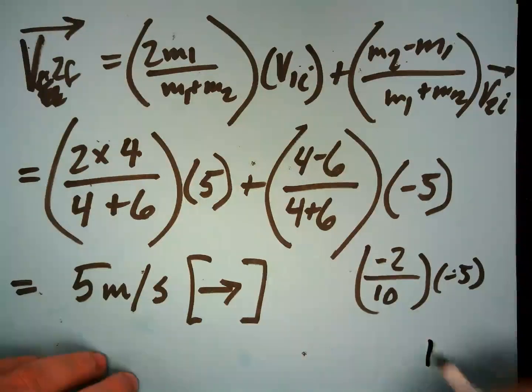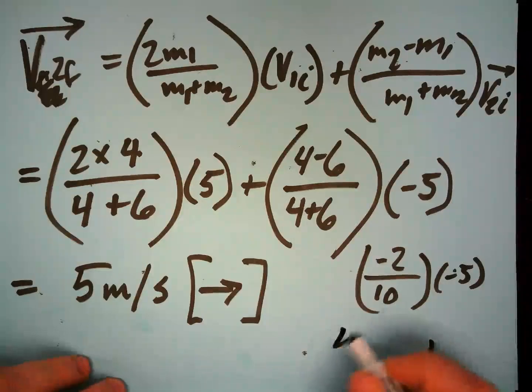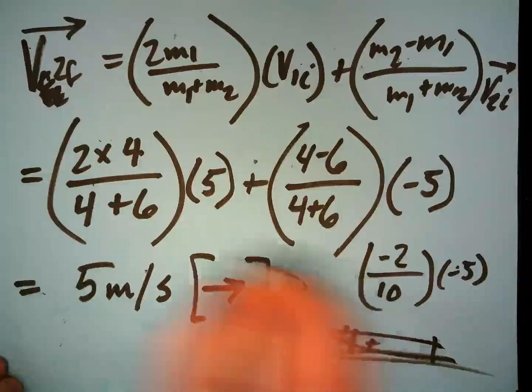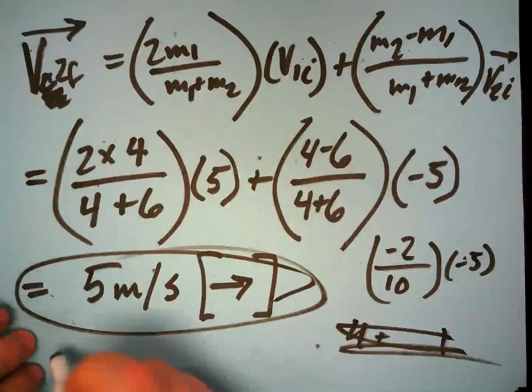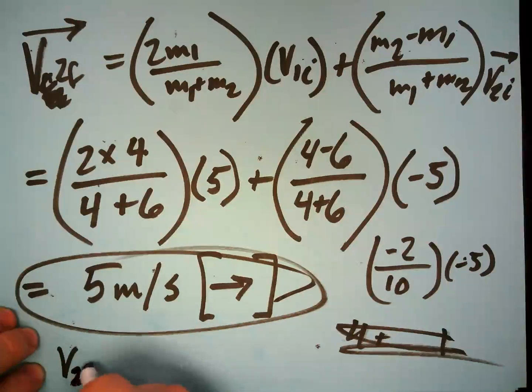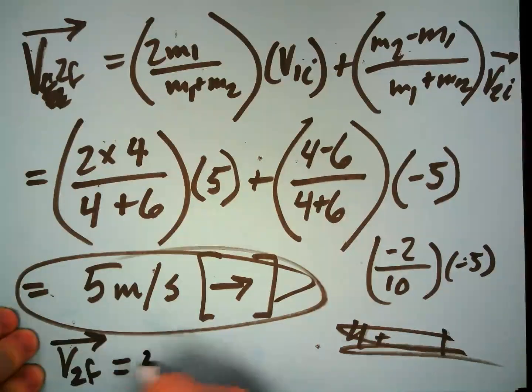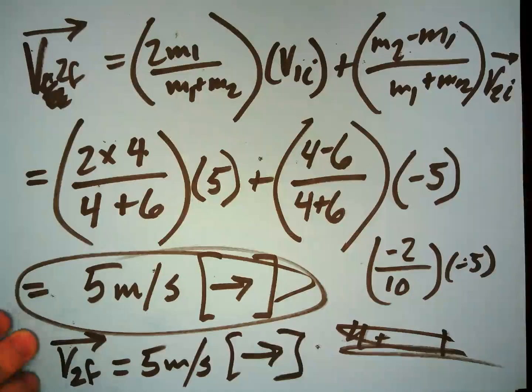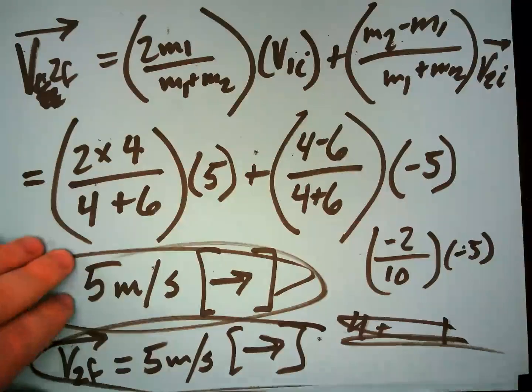Which is 1. It'll be 4 plus 1, yeah. So that's, at least off of the calculations we got, the final velocity of our second ball here is a positive 5 meters per second, which means it's going in the opposite direction that it began with. So that's our answer here.